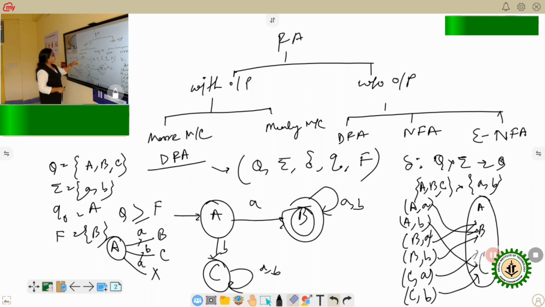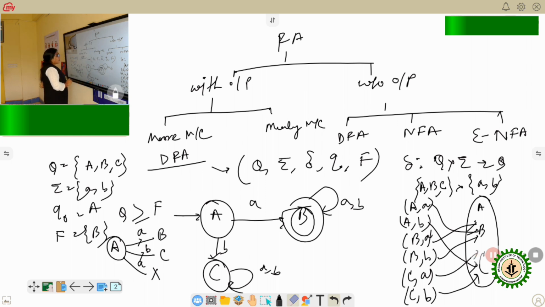First we will see DFA. First we will see the definition of DFA. What is DFA? It is a quintuple machine. DFA, NFA, all we call a quintuple machine. Or we can also call it a 5-tuple machine because 5 tuples are present here: Q, sigma, delta, Q naught and F.